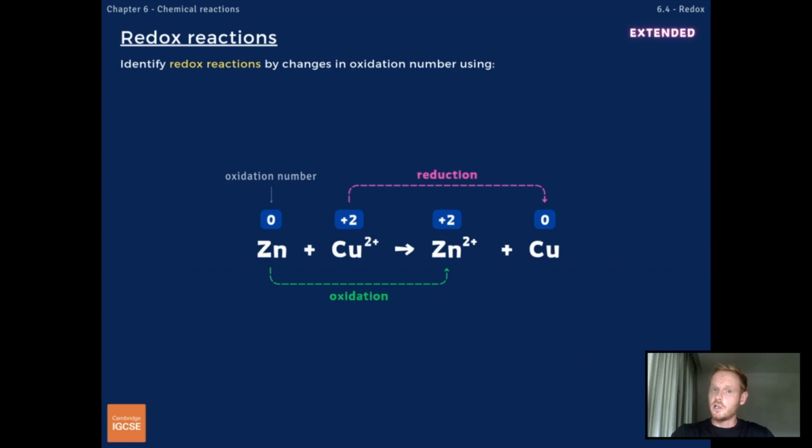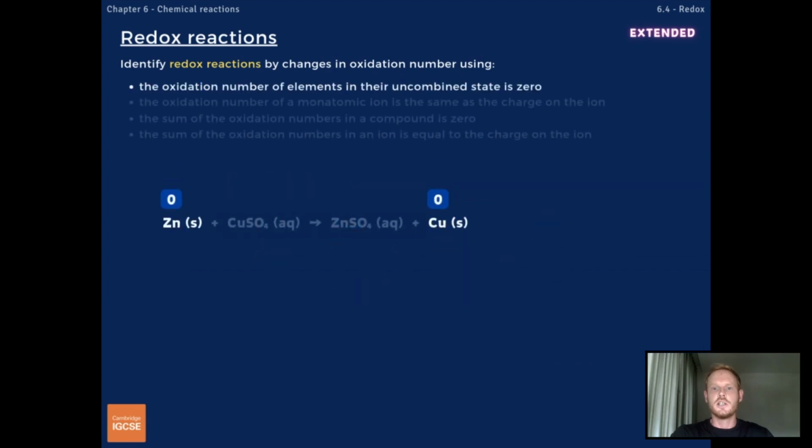If we know the oxidation numbers of the substances in a reaction, we can determine whether the reaction is a redox reaction. The rules for determining oxidation numbers are as follows. Number 1. The oxidation number of elements in their uncombined state is 0, and this includes the diatomic elements like oxygen, chlorine, and nitrogen whose atoms appear in pairs.